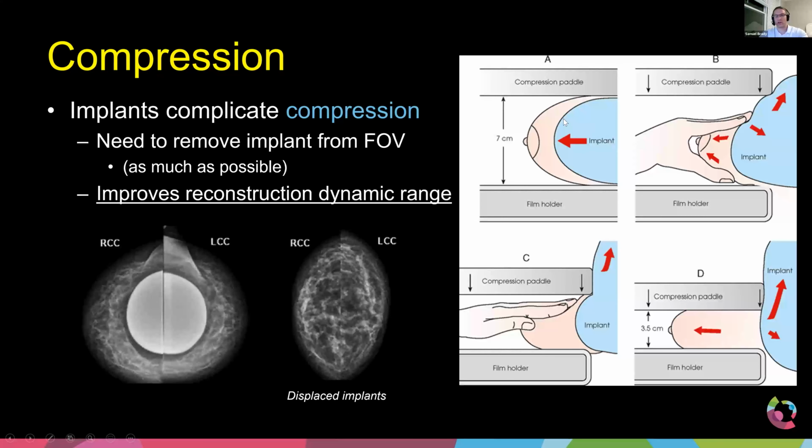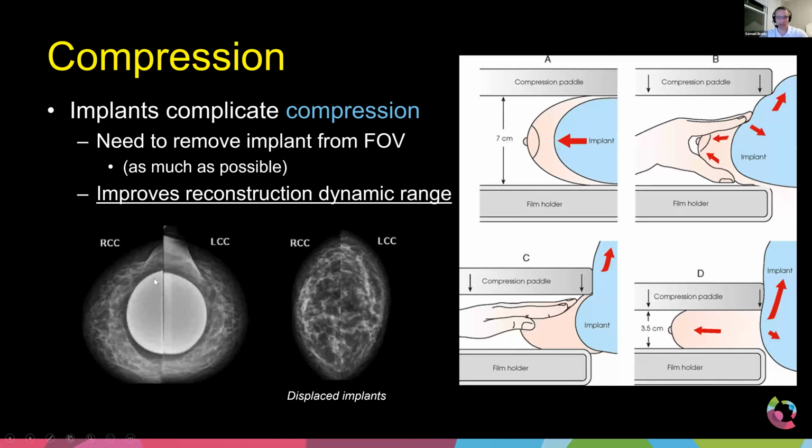All right. More and more frequently, we're dealing with women with implants. So we have to do our absolute best to get the implant out of the field of view. Now, I know you can't always just budge it or push it out of the way like you're seeing here. In a perfect world, we would just retract the implant and image the breast tissue. Can't do that. Why are implants not good? Why are they detrimental? How are they not good for image quality?